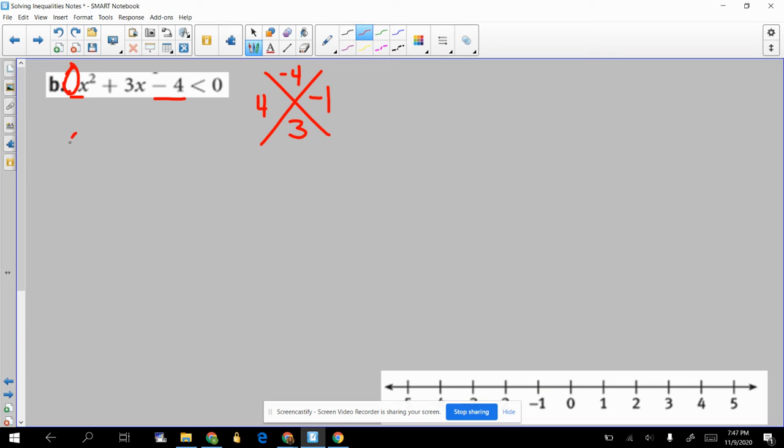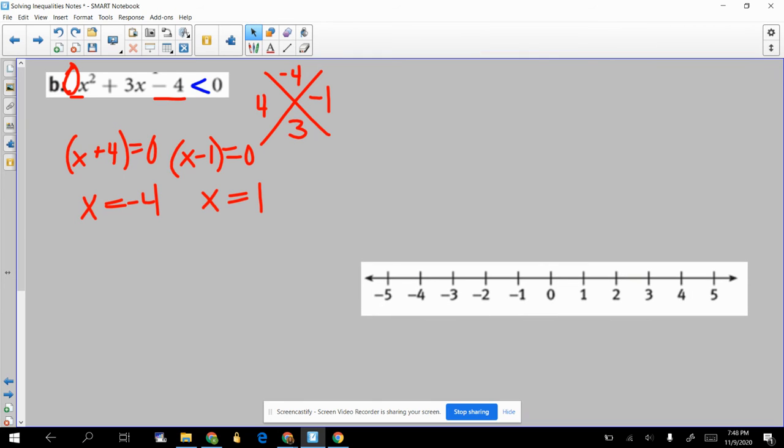Okay, so then you're going to write that as x plus 4 equals 0 and x minus 1 equals 0. And here's where I'm telling you guys your factoring skills have to be good because we're going to keep using it. But now we're going to subtract over that 4 and get x equals -4, and add over that 1 and get x equals 1. So now I'm going to do an open circle on those 2 points. And let's move this up a little.